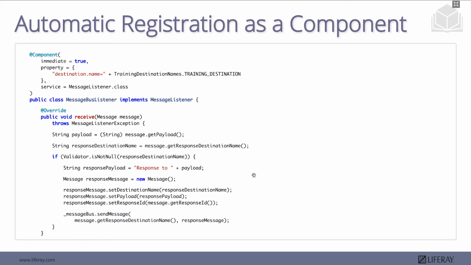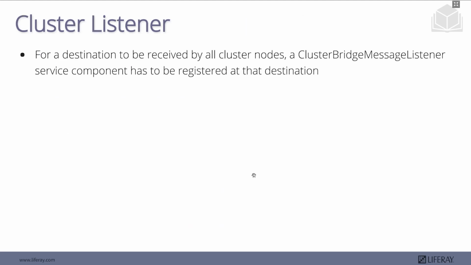So component, through the message bus, through the destination. So let's take a look at through the component, which is the automatic way. Within the component annotation, we have the property element, and from the property element, you have the property destination name, the destination that we're going to be registering this listener at. If we want to have our listener work in the cluster, we can do that as well using this cluster bridge messenger service component. So that's also possible.